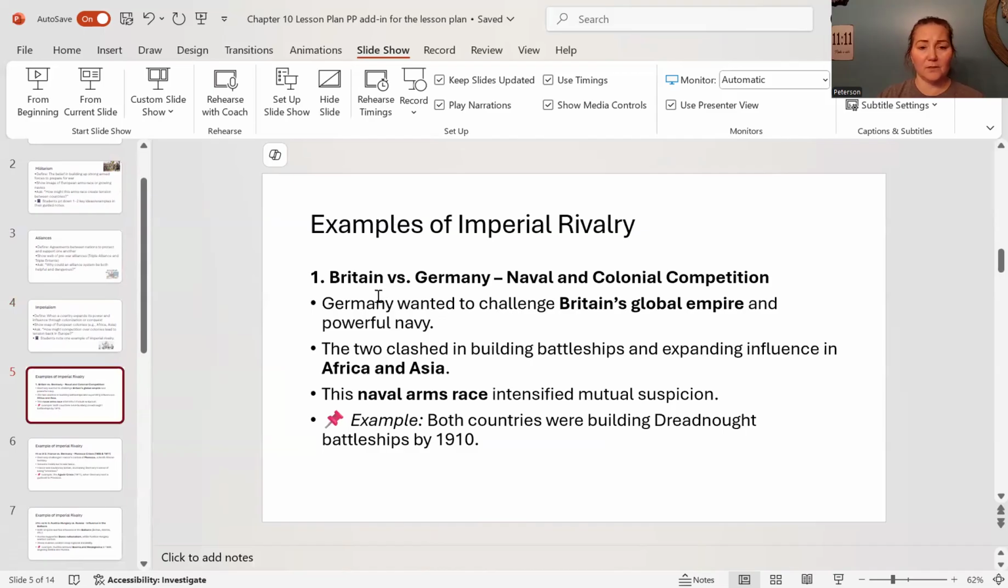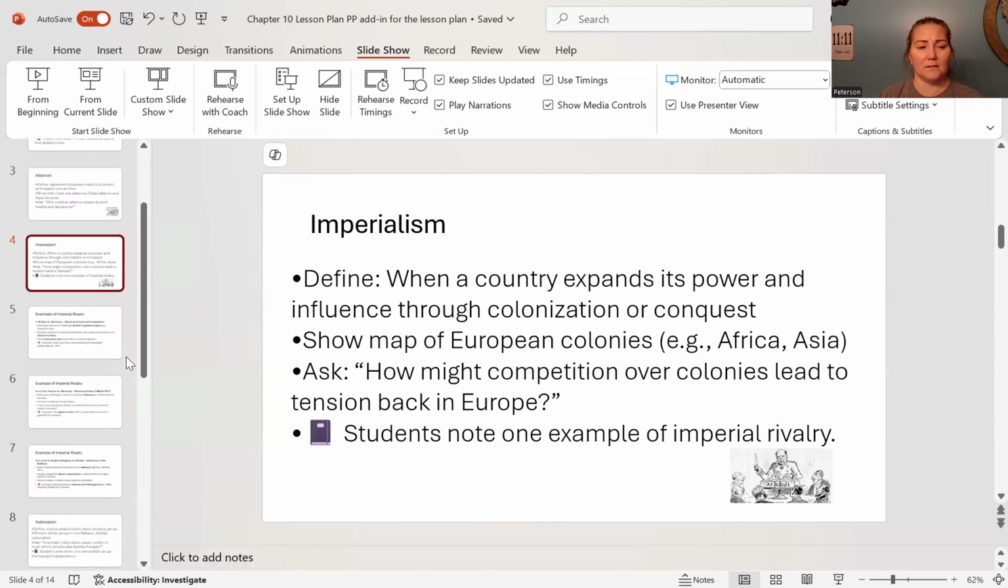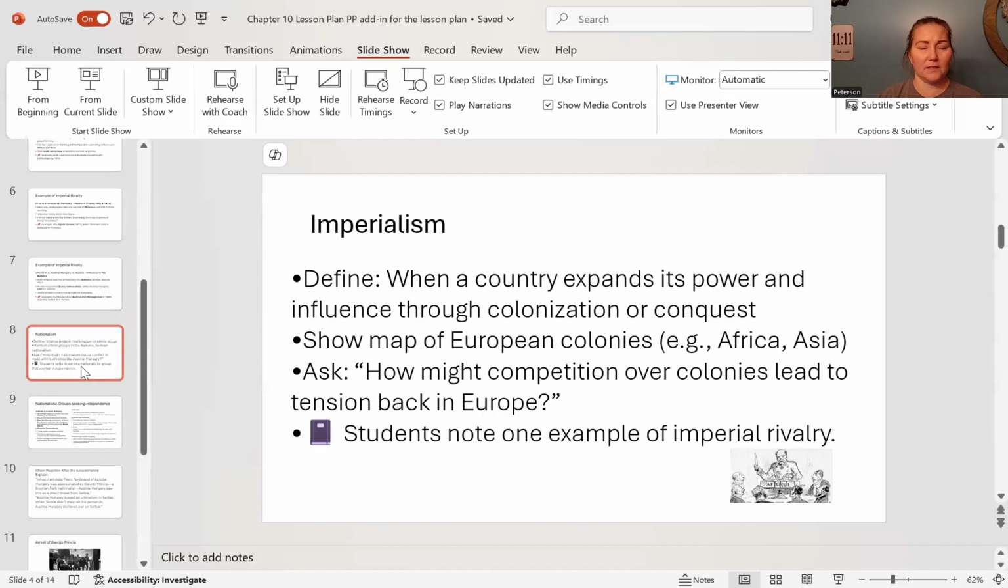An example of imperial rivalry, let's talk about that very quickly. Britain versus Germany is one. The two clashed battleships because they were trying to expand into Africa and Asia. Okay, so that is just one example. Right, let's keep rolling here.